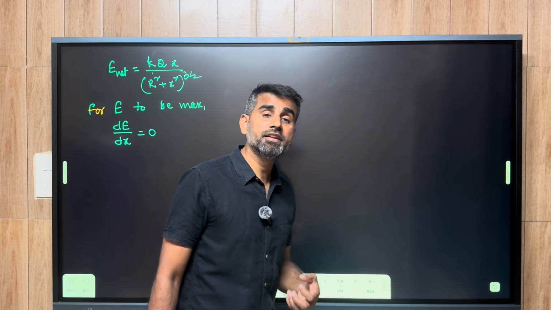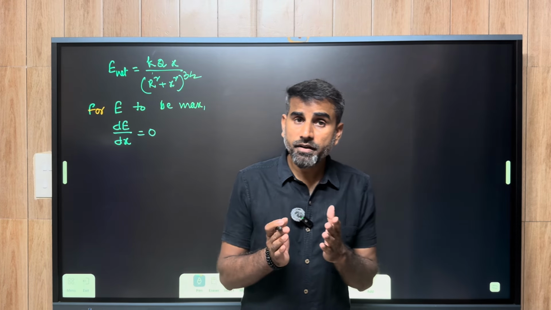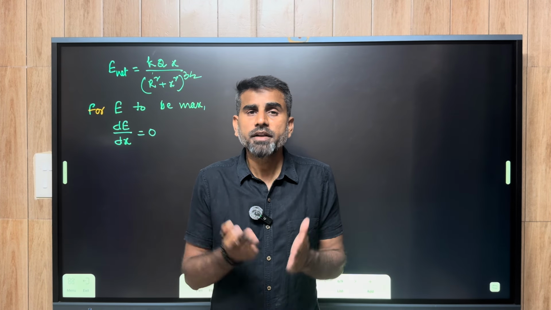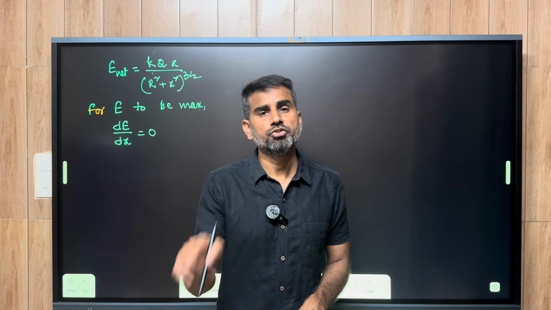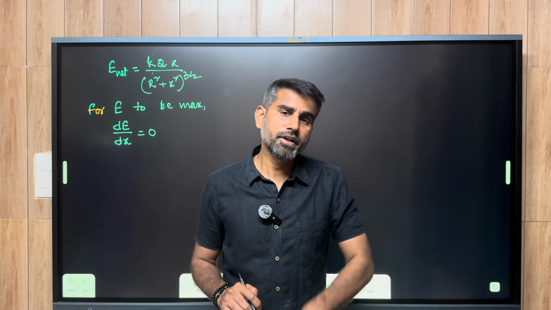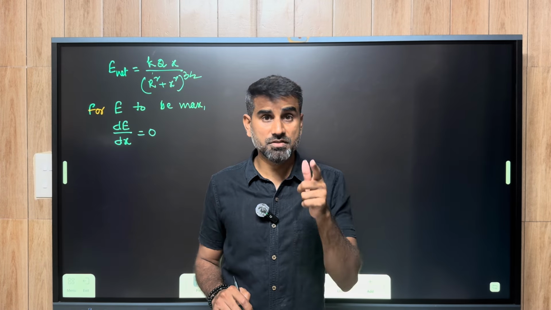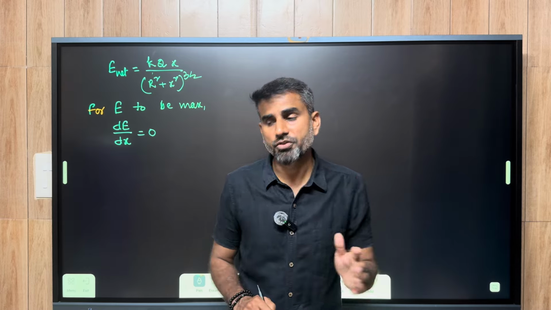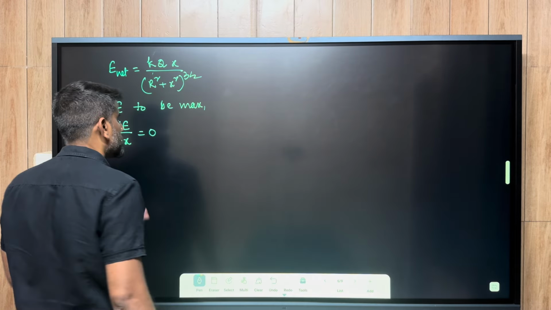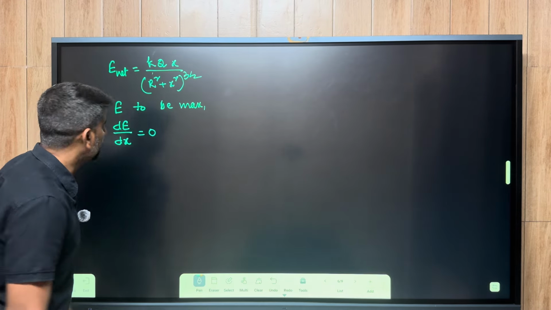And why have we taken dE by dx equal to 0? Because whenever the electric field is maximum, its first order differentiation should be equal to 0. Whenever the electric field is minimum, then also the first order differentiation should be equal to 0. So this is the case that I am using here. dE by dx is equal to 0.